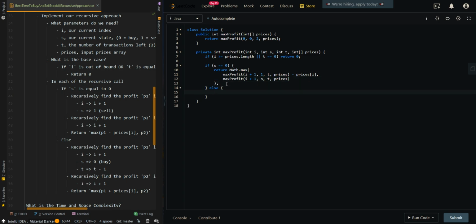Else, we're currently in our sell state, so we have 2 choices. We can either sell the current stock or skip the current stock. We want to pick the higher profit. So this one is selling at the current stock. Our state turns to 0, which is our buy state, and the number of transactions we have left is decremented by 1. And then we add the current price, and this one is the amount of profit if we skip the current stock.